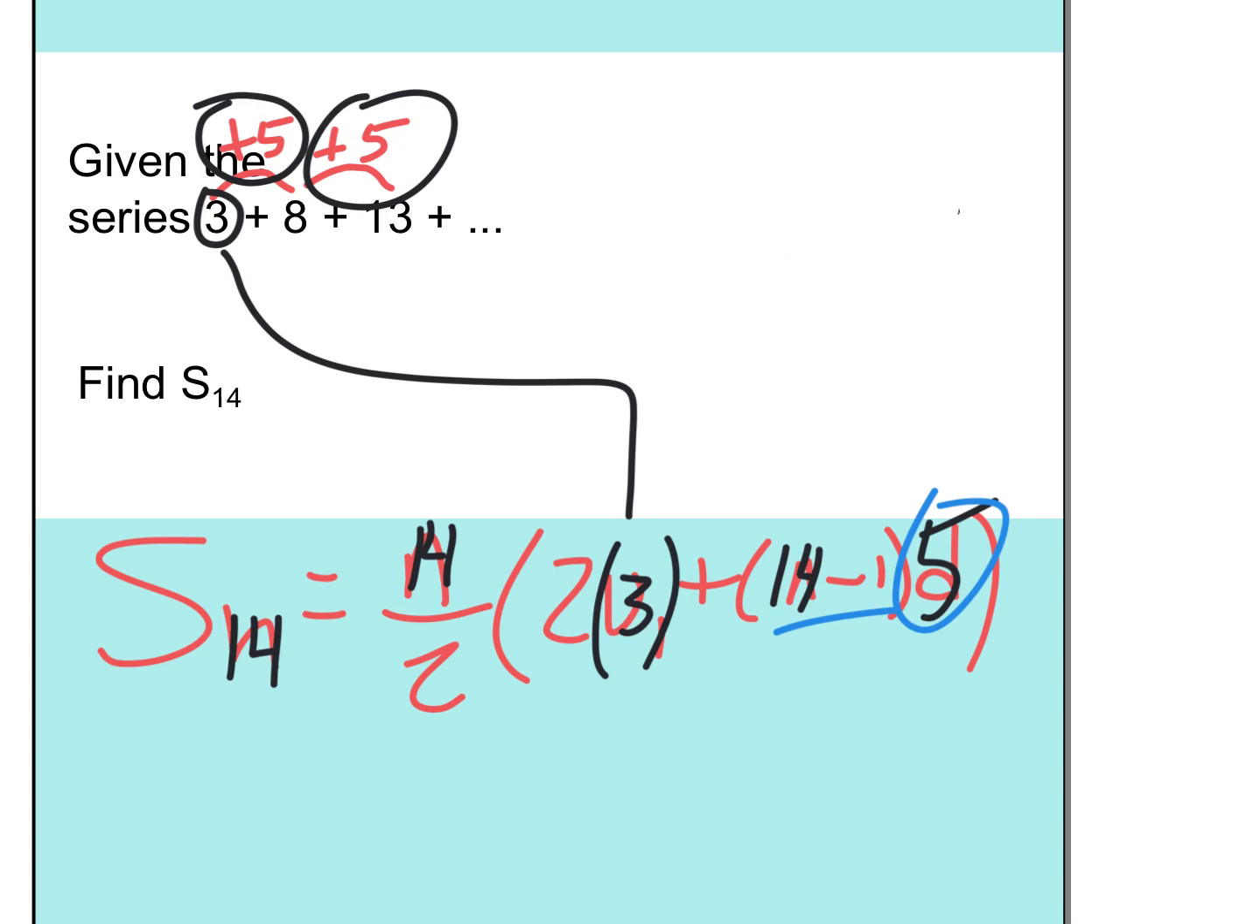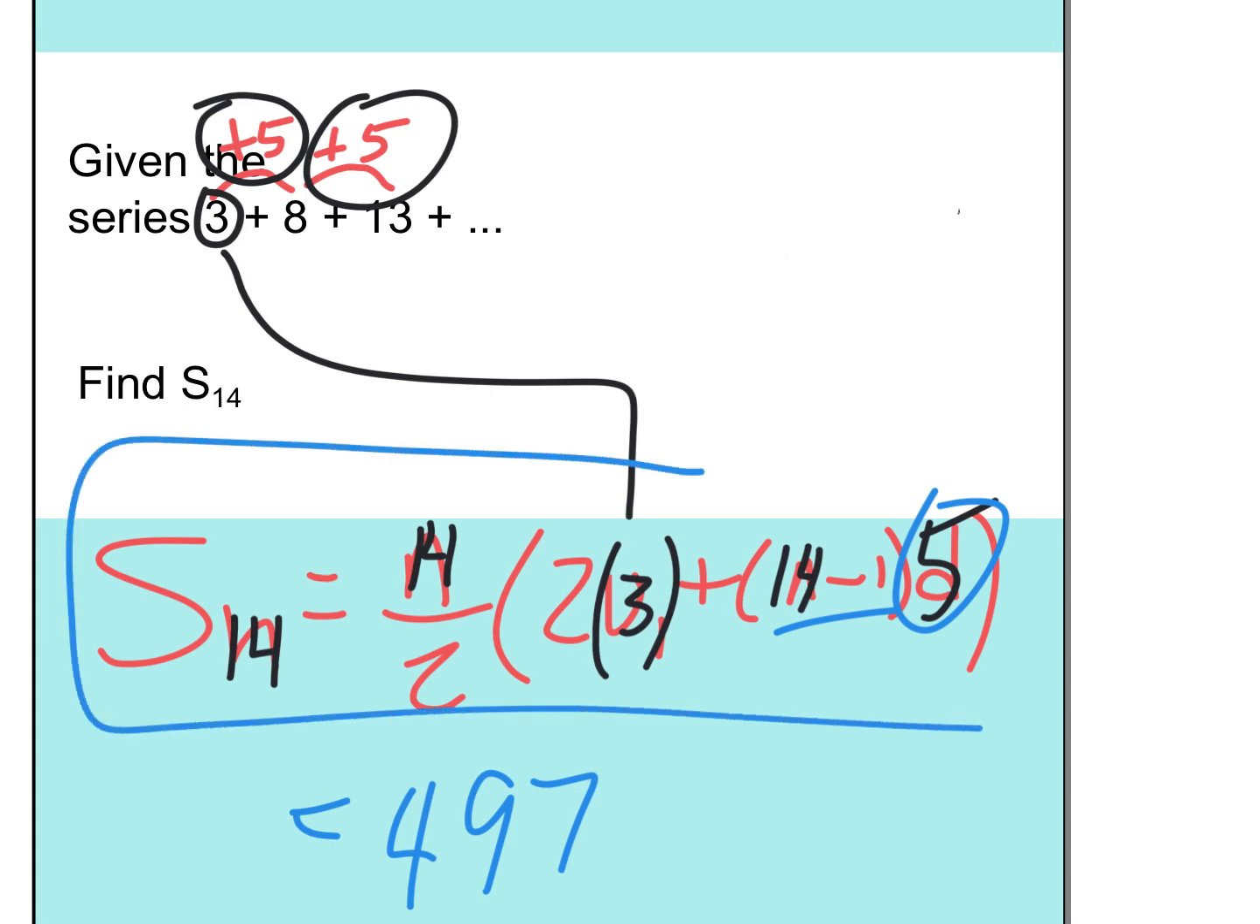Did you have 497? Raise your hand if you did. Okay, good. All right. So this one's 497, and that's a sum. It was an arithmetic series. This is the formula used for an arithmetic series.